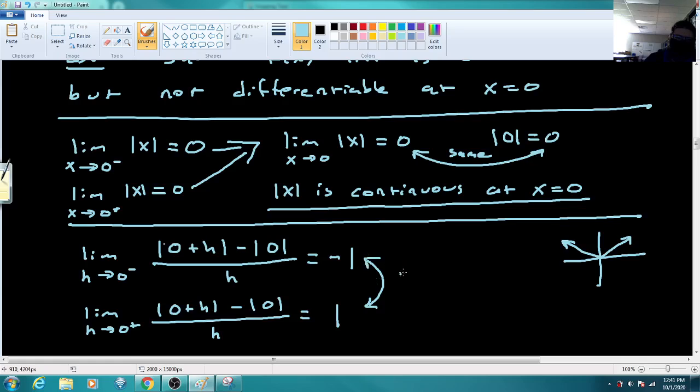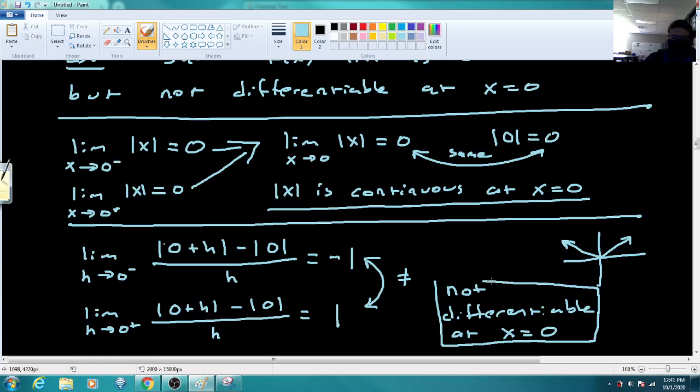And so the left-hand limit and the right-hand limit of the difference quotient are not the same. So this says we are not differentiable at x equals 0. So we were continuous, but we were not differentiable. The reason we're not differentiable is the difference quotient, which is the slope of the tangent line, and the slope of the tangent line abruptly changes from negative 1 to positive 1 across the 0. So we'll stop there.